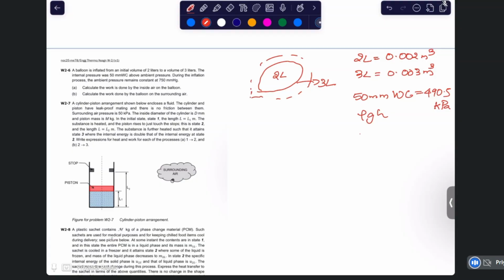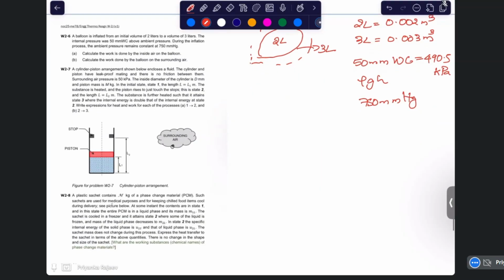Ambient pressure is 750 mm of Hg. Again, rho g h we will be using. So rho is 13,600 kilogram per meter cube. Then g is 9.8 and h is 750 mm. So you'll be getting around 100,000 Pascal. Okay.